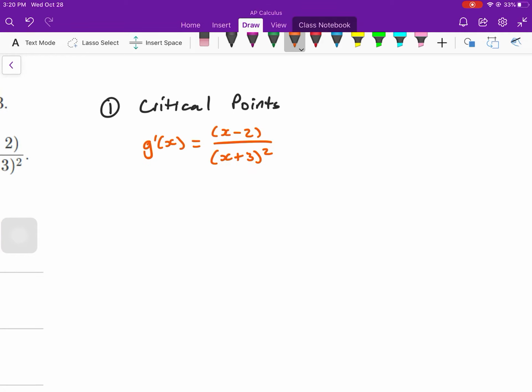So there are possible changes at these critical points. The critical points are at x equals 2. That's where the derivative is 0, because the top is 0. But also the derivative is undefined. It doesn't exist at -3. So those are the two places. So number 2, the number line.